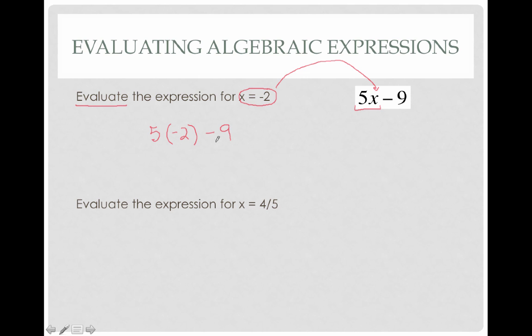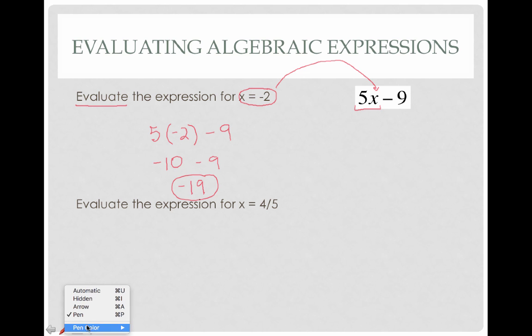All right, let's evaluate this out. So I multiply first. 5 times -2 is -10. So now I've got -10 minus 9. And then I can do the subtraction. -10 minus 9 is going to be -19. There's my solution. I just evaluated the expression for when x is -2.